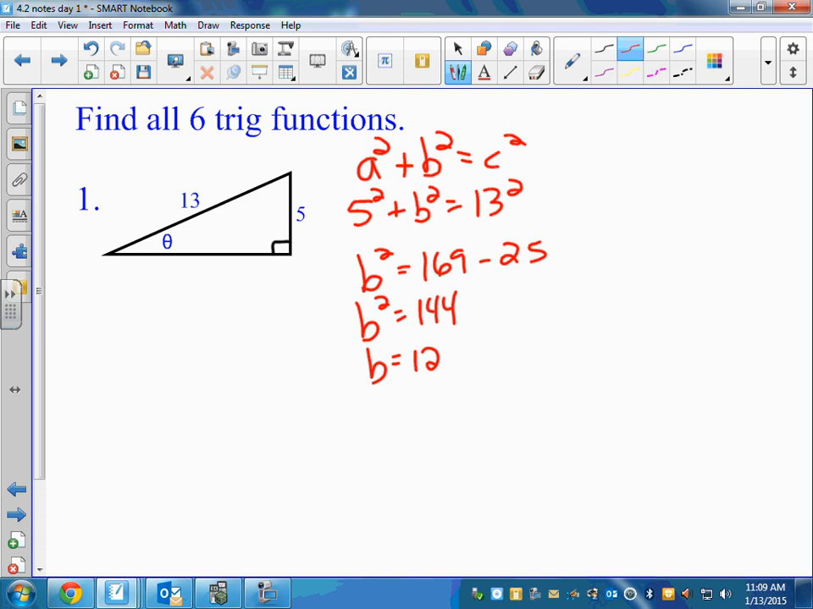Why don't I do plus or minus? Because we're talking about the side of a triangle. The side of a triangle can't be negative, so that's why you just know it's positive 12. If you know all 3 sides of your triangle, it's just plugging in all the numbers, and it just leaves them as fractions.